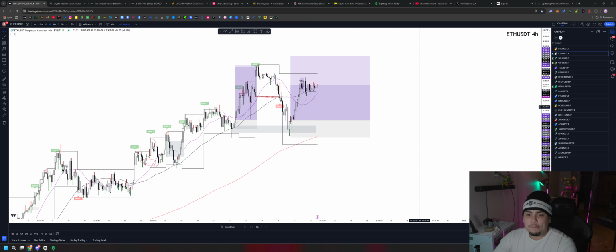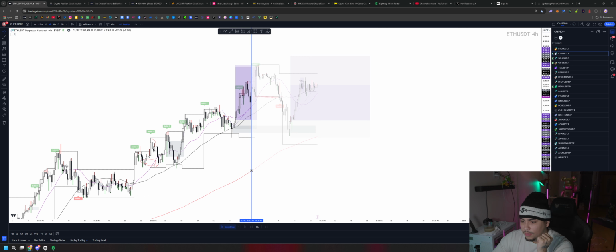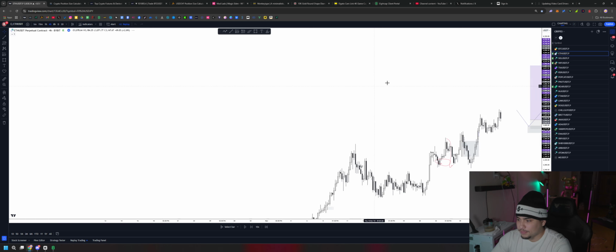But yeah, as always, step 1, we're going to be finding our bias. For that, we're going to be looking at the 3-day, the daily, and then we're going to be entering in the 4-hour after, of course, an S&D tap with a 3M candle or an engulfing candle. And I'm going to show you right now. So for this, we're going to be using our replay tool on TradingView.